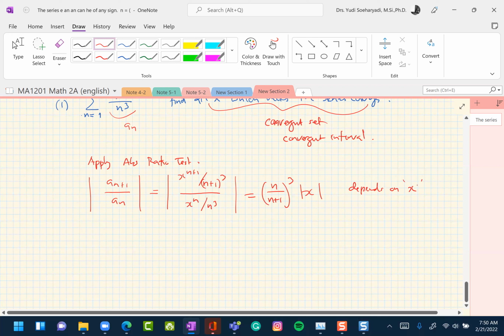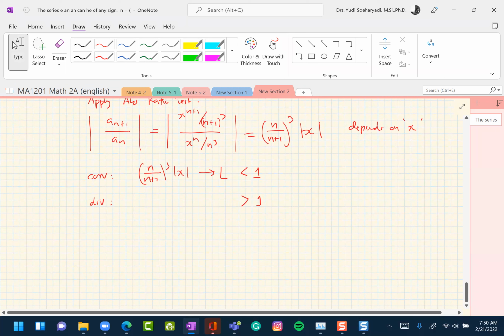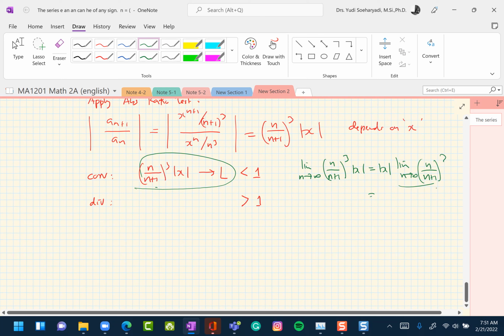Okay, so to make it convergent, the limit should be less than one. If you want divergence, it should be bigger than one. Okay, so let's just make it a limit here. We compute this limit. What we take the limit of is n, actually. So x doesn't depend on n, so we factor it out. This is one, so it's just the absolute value of x.